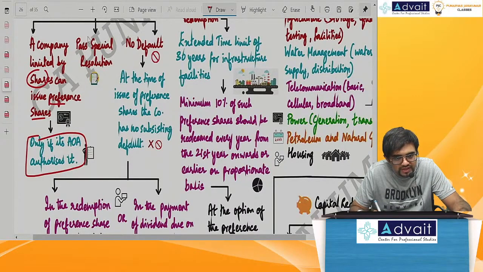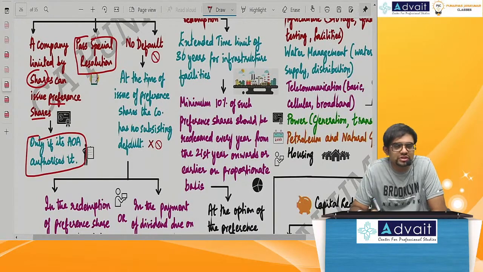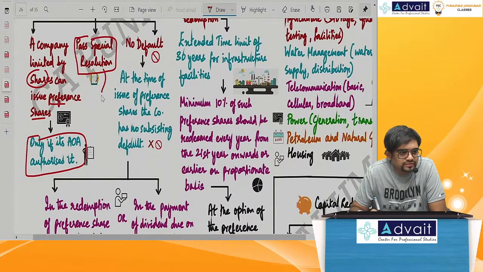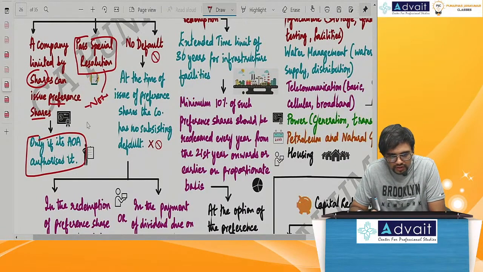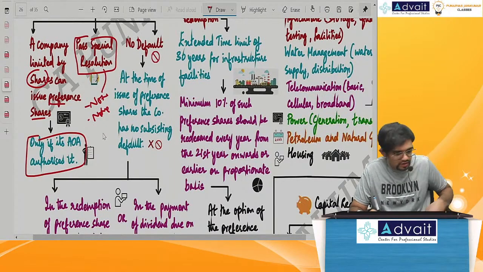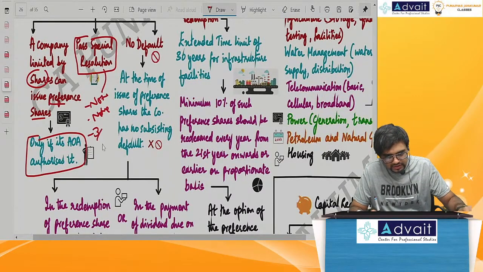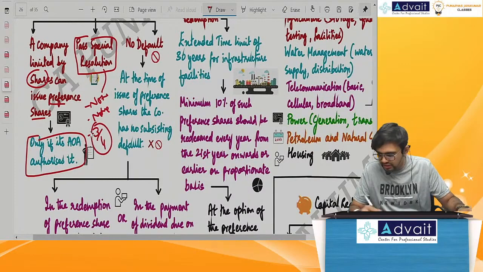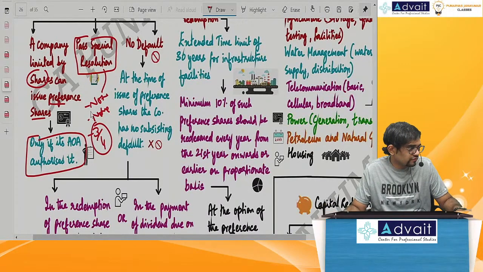Second, I need to pass a special resolution. Special resolution means what? First of all, notice has to be given. In the notice, you have to mention that the intended resolution is special. Third, the votes cast in favor must be a 3/4 majority. Those three things have to be followed without fail, right?